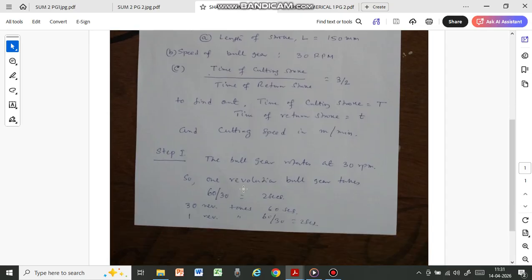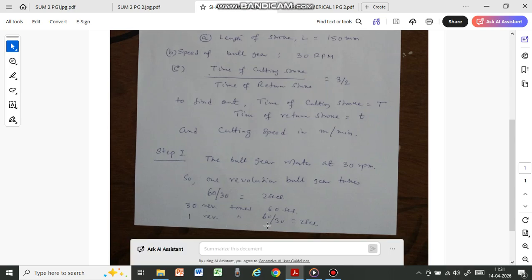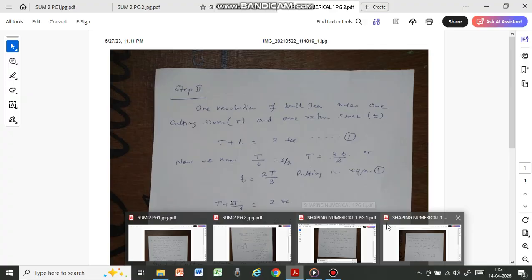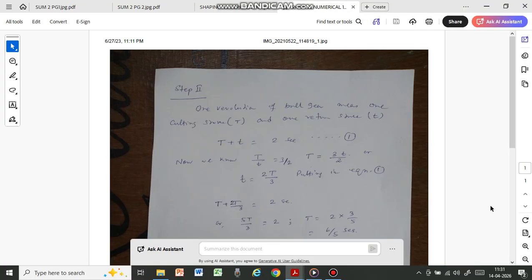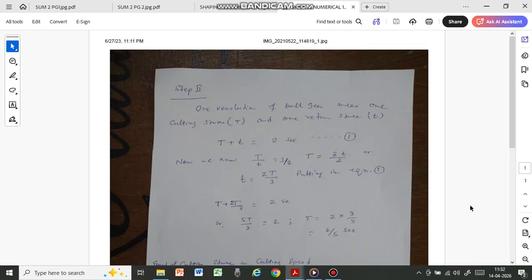Now step 1 of the problem: the bull gear rotates at 30 rpm, so one revolution of the bull gear takes 60/30 is equal to 2 seconds. Now 30 revolutions take 60 seconds, so one revolution takes 2 seconds, and this time is the cycle time, because one rotation of the bull gear is equivalent to one time of the cutting stroke plus time of the return stroke. That is the one cycle time.